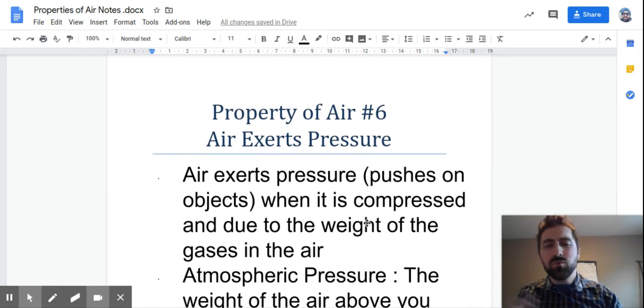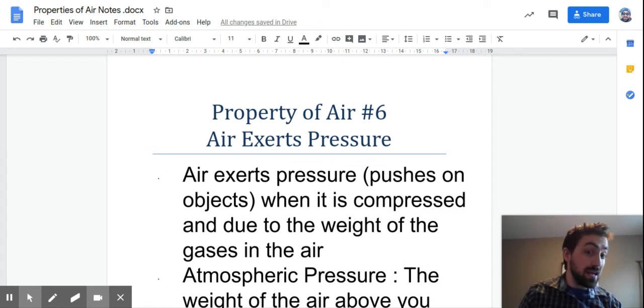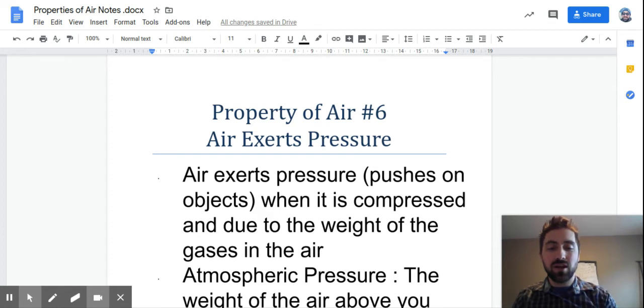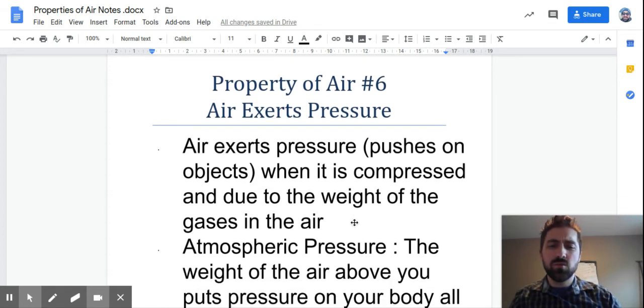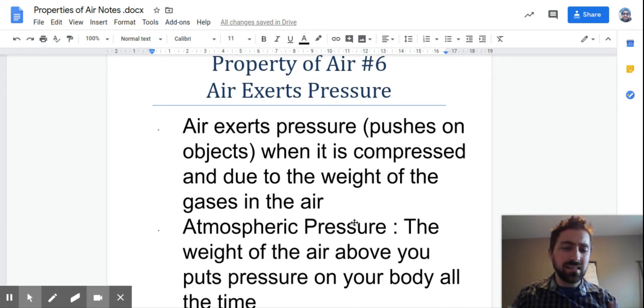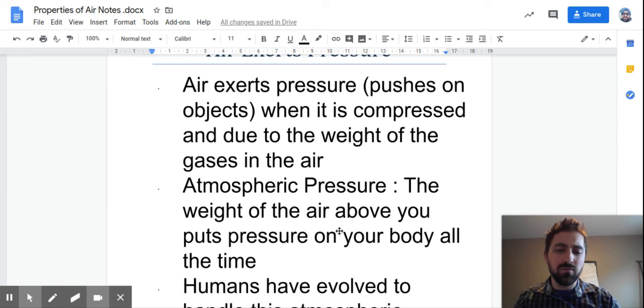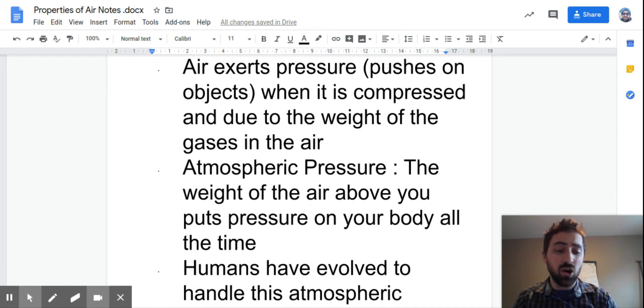And finally, even when we don't compress it, air exerts pressure. It pushes on objects. Due to the weight of the gases we have in the air, we have atmospheric pressure. Because of the mass that air has, atmospheric pressure is the weight of the air above you, and it puts pressure on your body all the time.